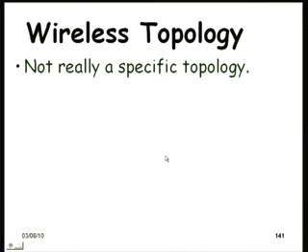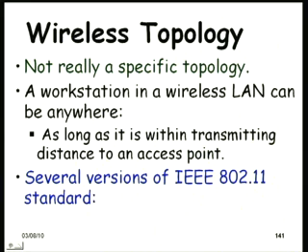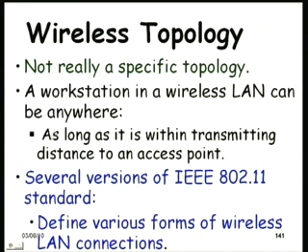The wireless, even though we call it a topology, doesn't denote a specific topology, because nodes are free to move and they can take any shape. But still, from a classification point of view, we can consider wireless also as a topology. And there are several versions of the IEEE 802.11 standard which define various forms of wireless LAN connections. So, maybe as we proceed further in our discussion on using wireless for real time communications, we will discuss these issues.